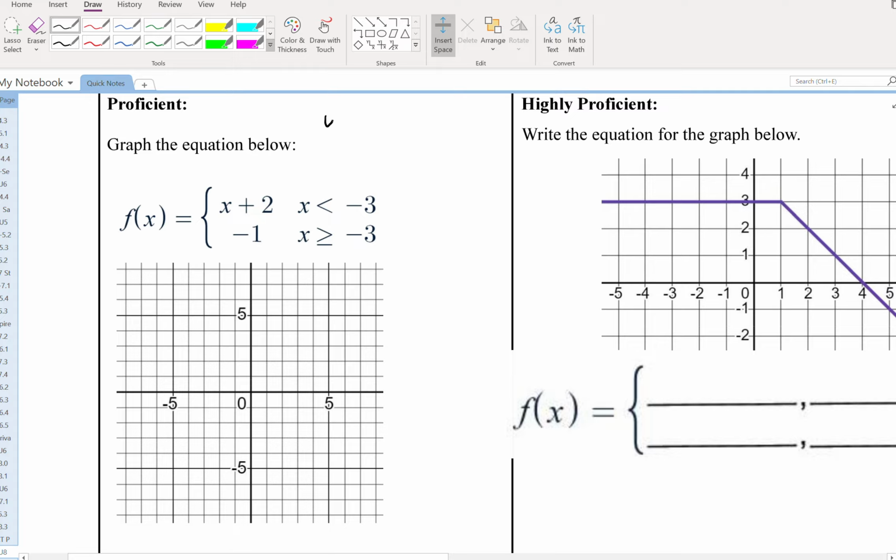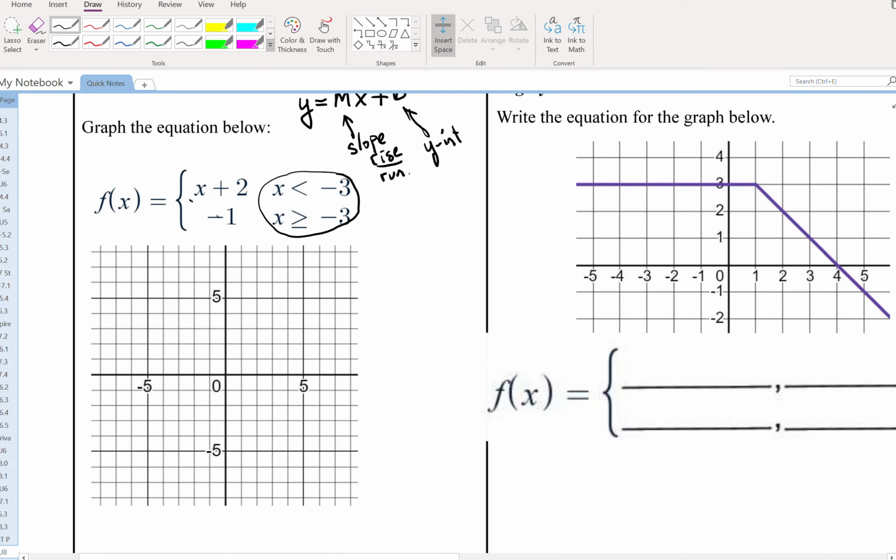And so remember that those equations follow y equals mx plus b, where m is the slope, which is rise over run, or the change in y over the change in x, and b is the y-intercept. And so it is useful to make a table of values. This describes the pieces of the functions. Let's make a quick table of values, x and y.